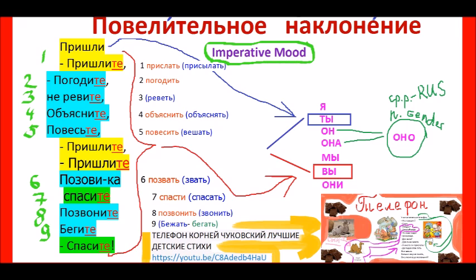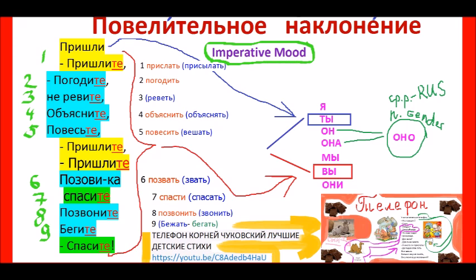Объяснить, объяснить. Повесить, вешать. Повесить, to hang up something, вешать is repetitive. Позвать, звать, to call somebody and call somebody. Спасти, спасать, to save and to be saving. Позвонить, звонить, to call somebody by telephone, звонить, to call by telephone. Бежать, бегать, to run.